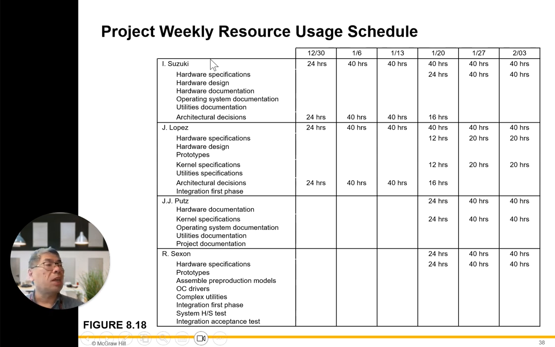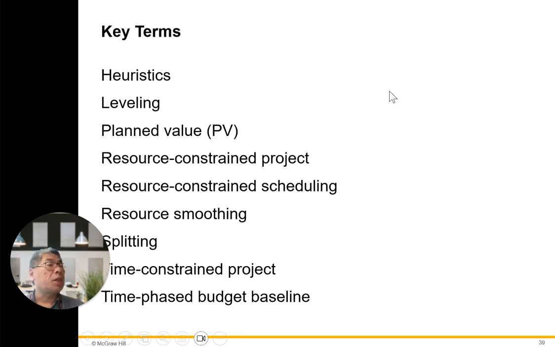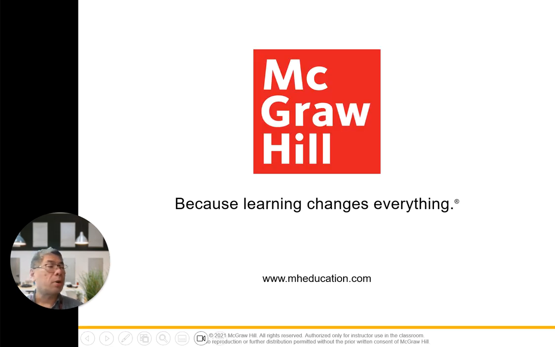This is the key project weekly schedule in that environment. The key terms that you need to understand for this particular chapter are heuristic, leveling, planned value, resource constraint project, resource constraint scheduling, resource smoothing, splitting, time constraint project, and time-phased budget baseline. So going on to the next one. This is basically the McGraw-Hill material, by chapter.